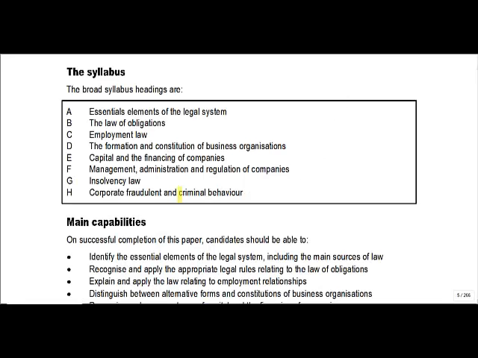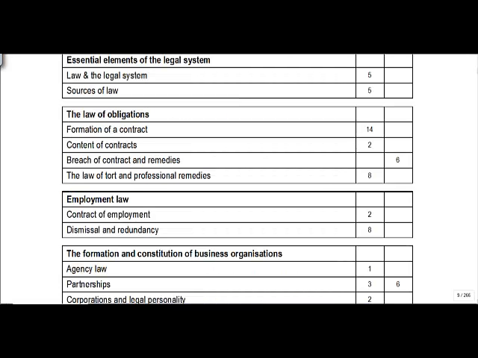So the syllabus is summarised quite nicely here. As you can see, there are 8 parts of the syllabus, A, B, all the way down to part H, but what the ACCA haven't done is really applied any percentages. So we can't say this is worth 10%, this is worth 20%, this is worth 40%, etc. But what you can do in terms of guidance is take a quick look at the specimen paper. So from the specimen paper, we can infer that the essential elements of the legal system appears to be worth around about 10%.